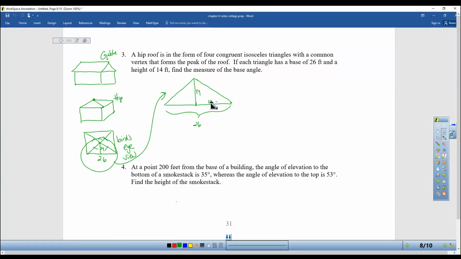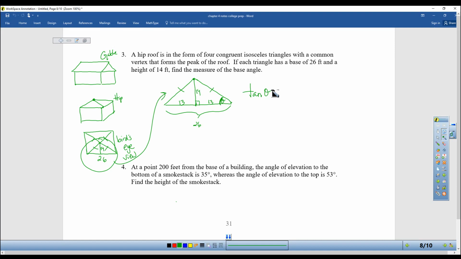But that means that this half, remember from the previous problem, that if I drop a perpendicular, it does bisect an isosceles triangle. So these are both going to be 13. But in this case, they don't want to know that distance like we found last time. This time they want to know what that angle will make to make that hip roof. So I ask myself, which parts am I given in reference to that angle? I'm being given opposite and adjacent. So my trig function of choice is going to be tangent.